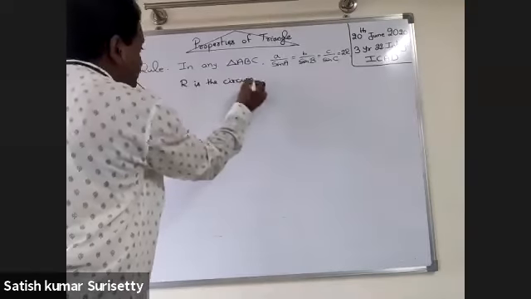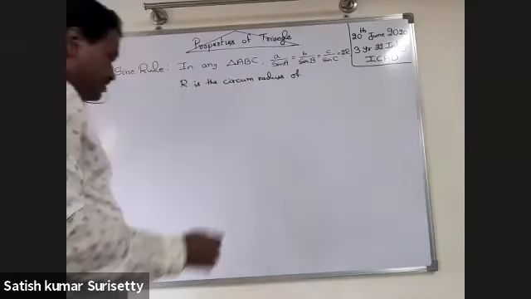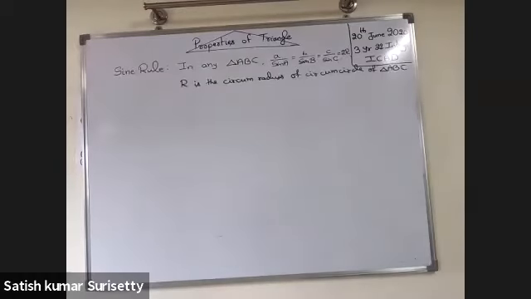of circumcircle of triangle ABC. Capital R is the circumradius of circumcircle of triangle ABC.